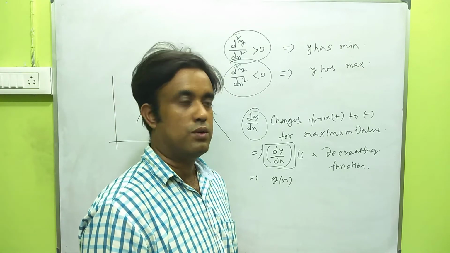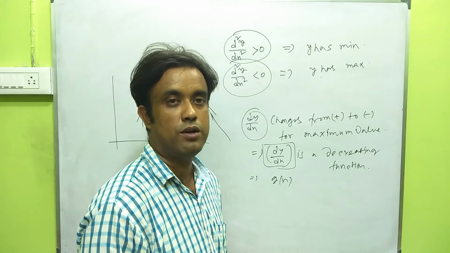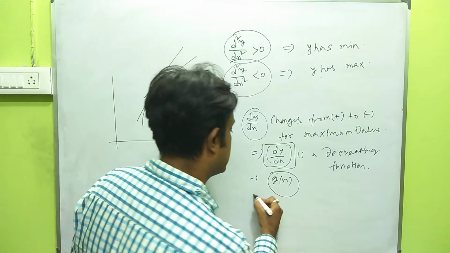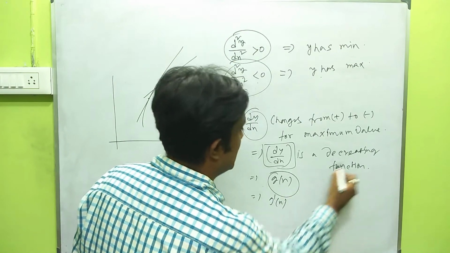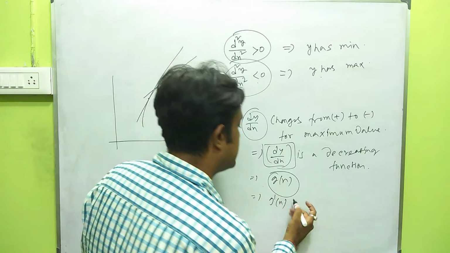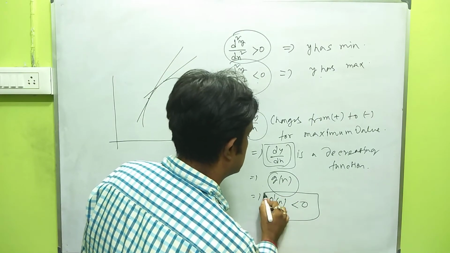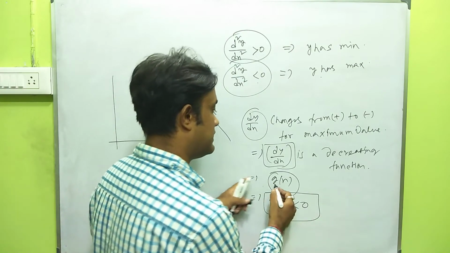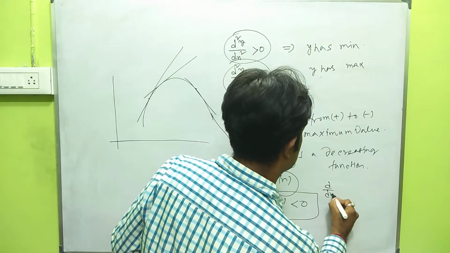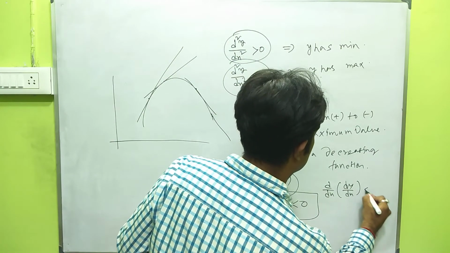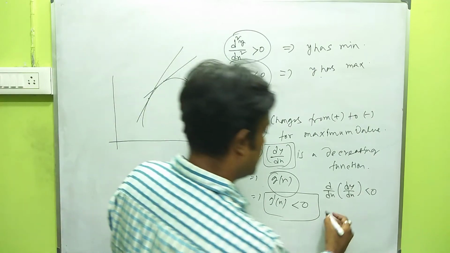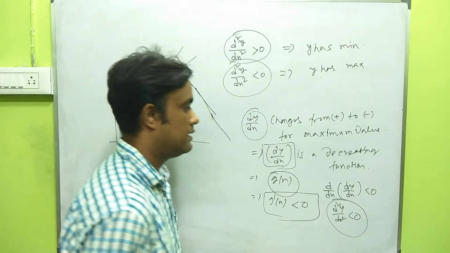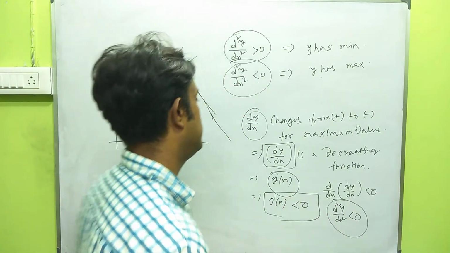So what conclusion do you draw? That the first order derivative of g(x), that is g dash x, as g(x) is a decreasing function, g dash x is the slope of g(x), that is g dash less than 0. So what is g(x)? dy dx. So d/dx of dy dx will be less than 0. So d2y by dx2 less than 0. Is it clear?